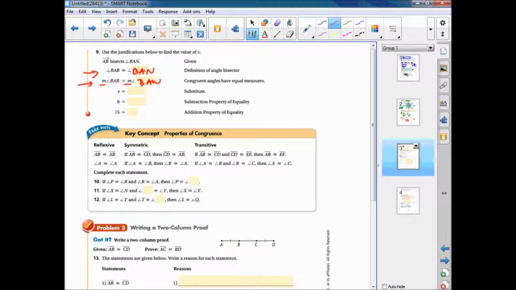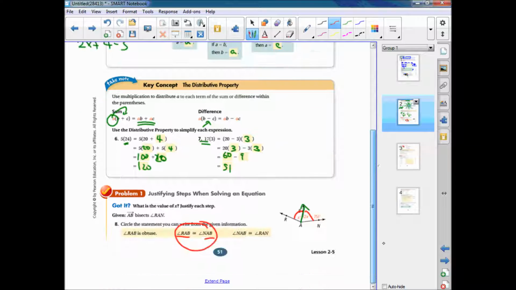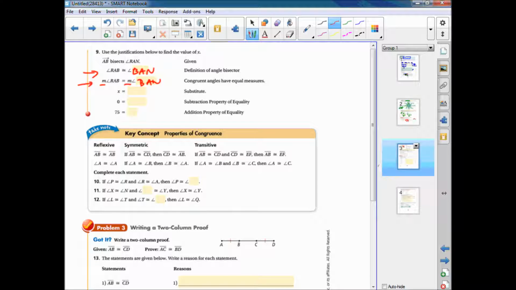Let's go back and look at what we got here. We need this page again. All right, x equals, and I need to erase a little, 2x minus 75, because this thing is the measure of RAB, and this is the measure of BAN. So on this side, x equals 2x minus 75. Then we can use the subtraction property of equality to get 0 equals x minus 75. So they moved all the x's to the same side.